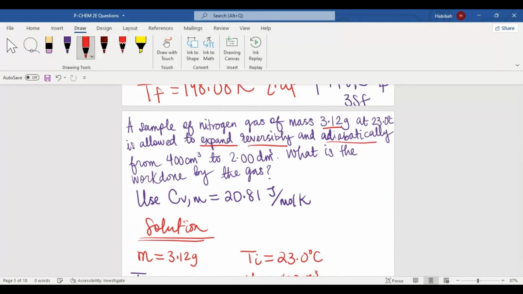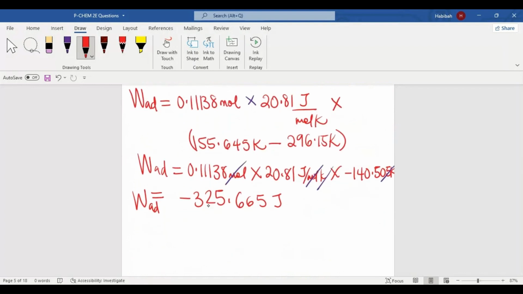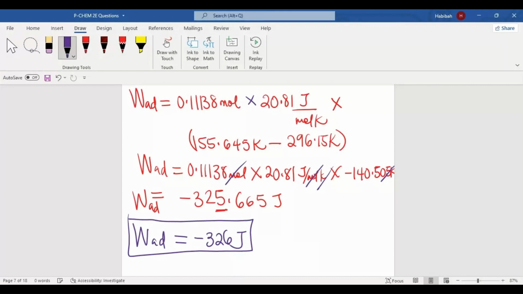Now, if you go back to our question, you can see that we have the mass in three sig figs, 400 centimeter cubed in three sig figs, and 2.00 in three sig figs. The lowest number of significant figures in this question is three, so we have to put our final answer in three sig figs. What we end up with for the adiabatic work done is negative 326 joules. And this is the adiabatic work done for this question in three sig figs.